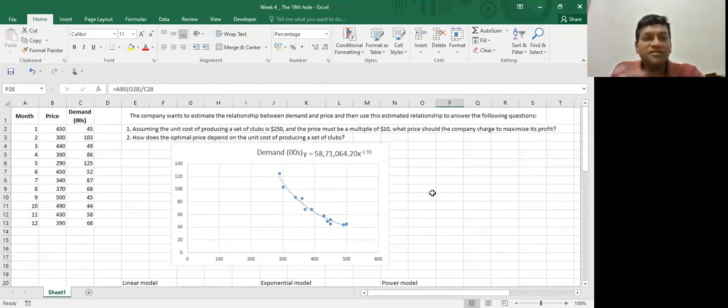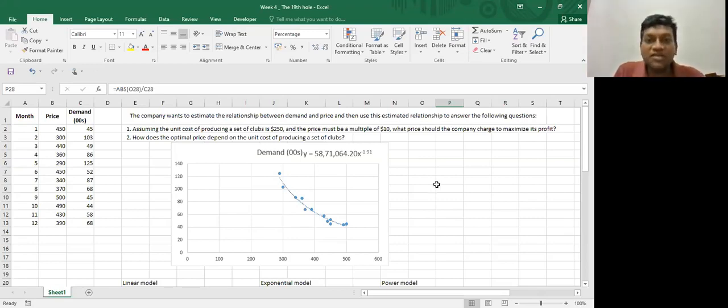Now the company wants to estimate the relationship between demand and price and then use this estimated relationship. We have now established that there is a power relationship between price and demand. Based on this, we have to answer the question: assuming the unit cost of producing a set of clubs is $250 and the price must be a multiple of 10, what price should the company charge to maximize its profit?